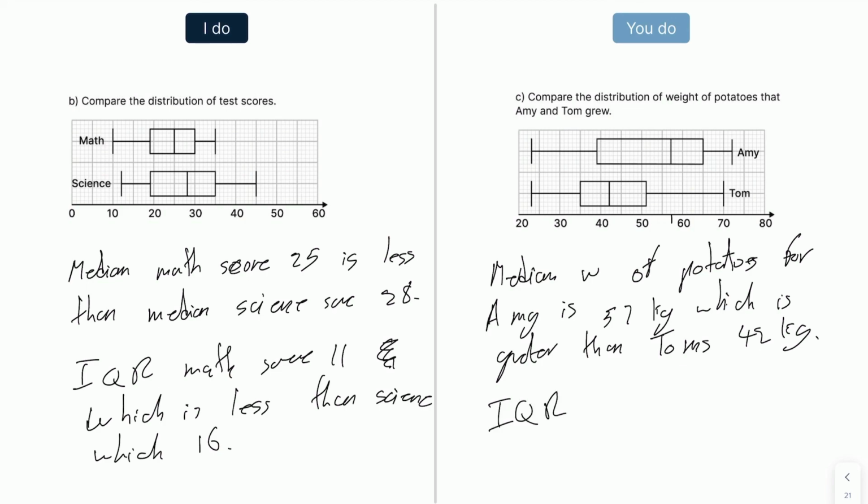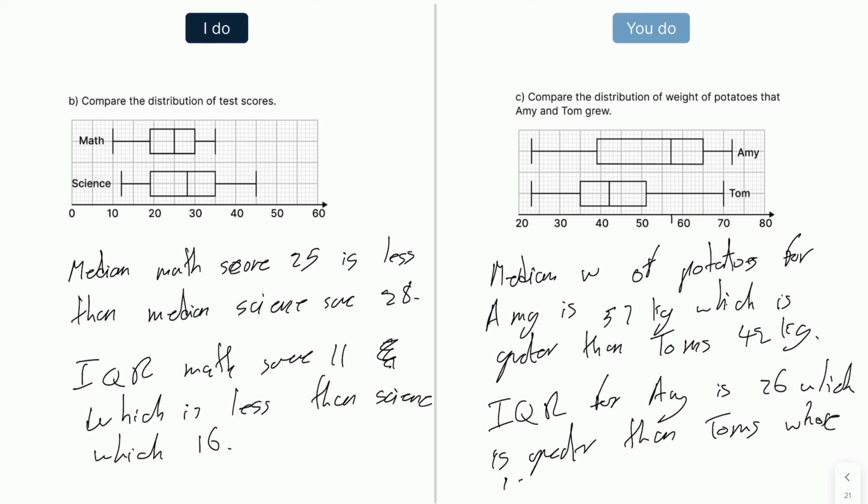So we would write down the interquartile range for Amy, and you can see by the graph it's going to be higher, it is 26, which is, again, you don't just want to say it's 26, you want to say it's 26, which is greater than Tom's, which is 16 kg. Okay, so don't just list the numbers. You don't get any marks for listing the numbers. You have to be specific and you have to make a comparison.